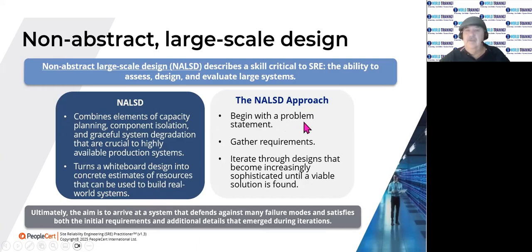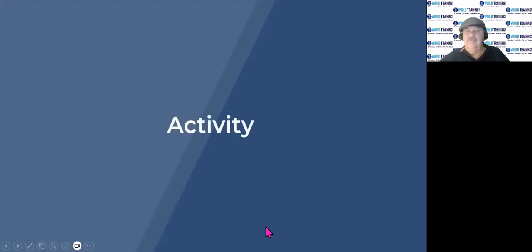The general idea is to begin with a clear understanding of the problem, gather requirements, and iterate through different designs that become increasingly sophisticated until a viable solution is found. In other words, use an engineering approach to dissect, analyze, suggest, and make improvements to the design as it's being built. Ultimately, the aim is to arrive at a system that defends against many failure modes and satisfies both the initial requirements and additional details that emerge during the different iterations of the design.